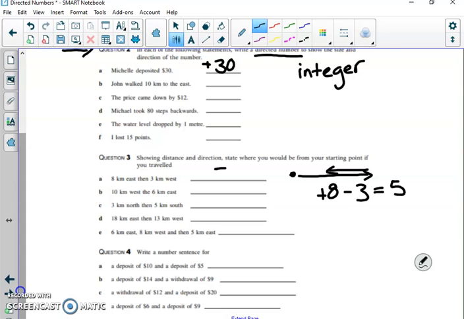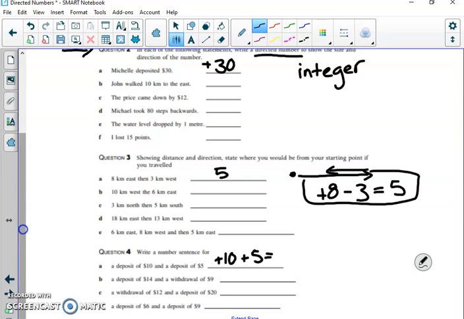So it's asking me where from my starting point I am. Again, I'm just doing the first question on each one to show you how it works. Write a number sentence for a deposit of $10 and a deposit of $5. So again, it's writing a number sentence, so it's showing me in numbers. So plus 10, and then also there's a deposit of 5. So it's saying, show me the number sentence.